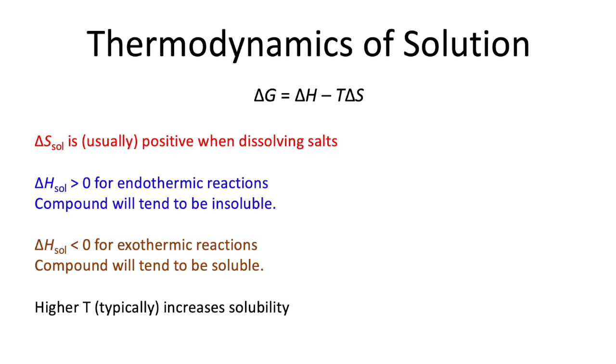Our delta H can be positive or negative depending on whether it's an endothermic or an exothermic reaction. If the delta H is greater than 0, if it's endothermic, then those compounds tend to be insoluble. But sometimes they are soluble because the entropy term is big enough that it can overcome that unfavorable enthalpy term.